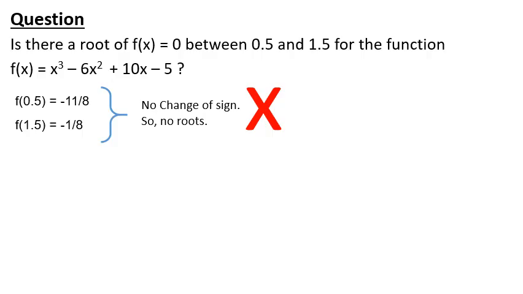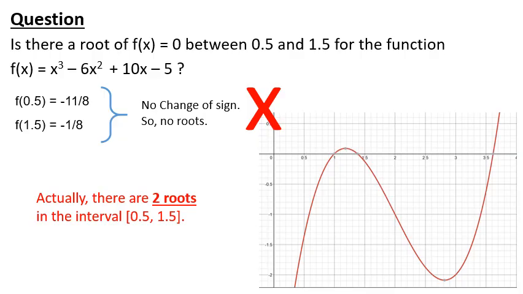Let me show you a picture of this cubic graph. We were trying to identify whether there were any roots between 0.5 and 1.5. If we have a look at where 0.5 and 1.5 are on the graph, we can actually see that there are 2 roots between 0.5 and 1.5. When we put 0.5 into the function, we got a negative y-coordinate, and when you put 1.5 into the function, you also got a negative y-coordinate. But that doesn't mean that the graph did not hit or go through the x-axis.